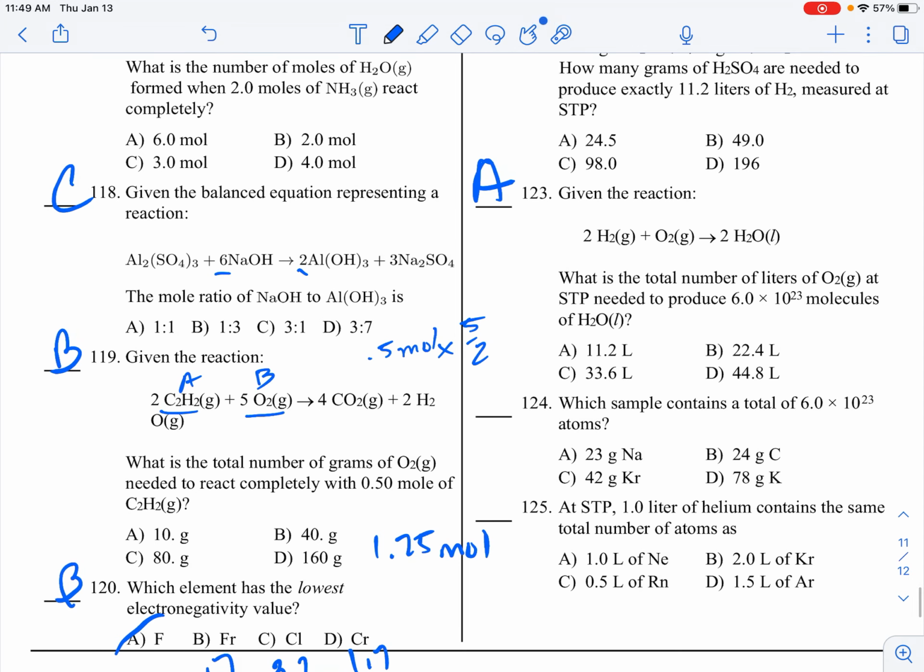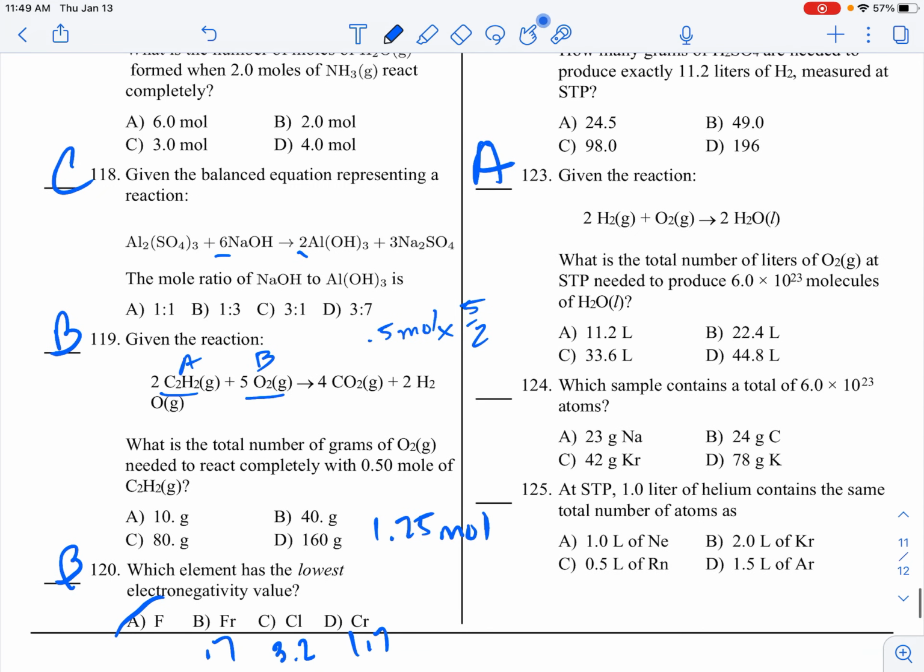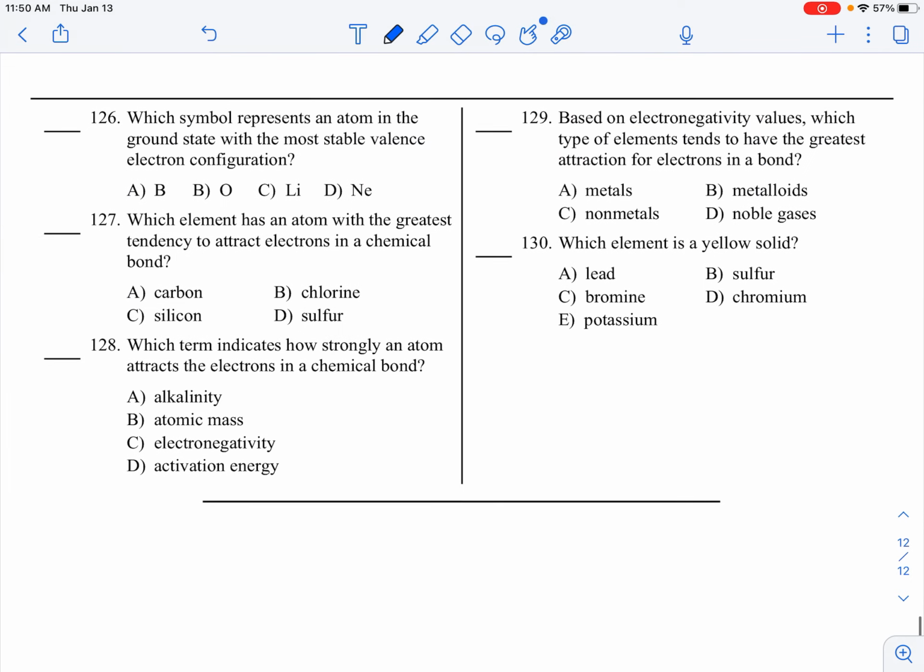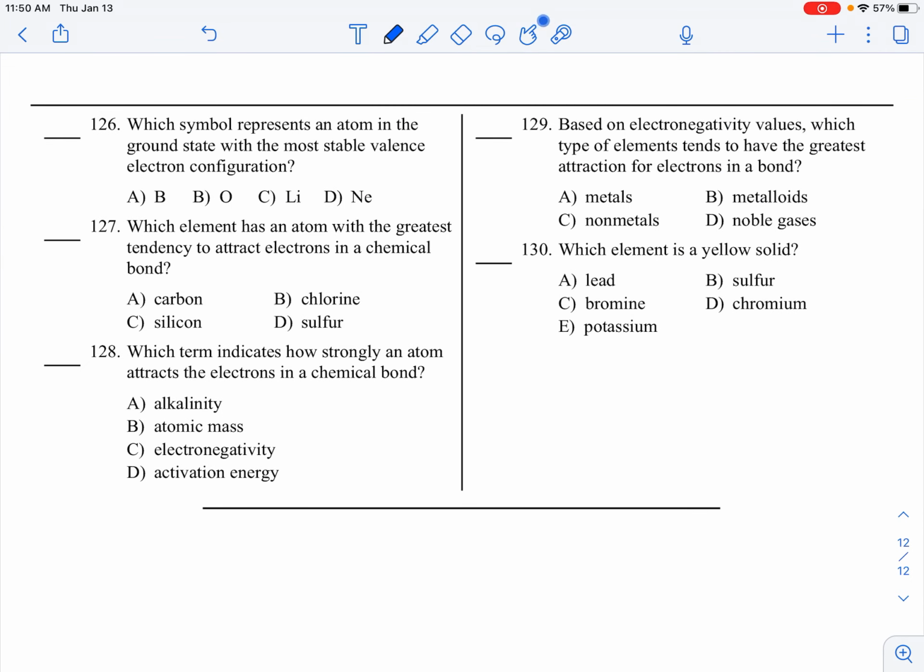6.02 times 10 to the 23rd atoms is 1 mole. So which of these is correctly lined up with its GFM? No. Yes, it's A. No and no. At STP, 1 liter of helium contains the same number of atoms as 1 liter of this. This is Avogadro's hypothesis, which says that any gases at the same conditions of temperature, pressure, and volume would have the same number of molecules. Which symbol represents an atom in the ground state that is most stable?